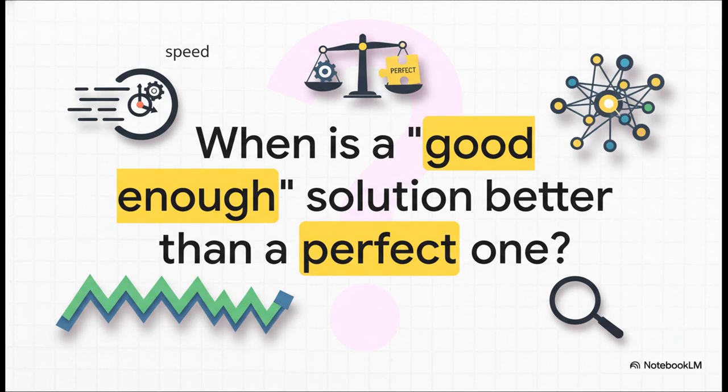See, studying algorithms isn't always about finding the single, perfect, flawless answer. Sometimes an algorithm that's super fast and gets you a good enough answer is way more useful than a perfect one that takes forever to run. So the real question becomes, out in the real world, when is good enough actually better? That's a key trade-off you now have the tools to think about.